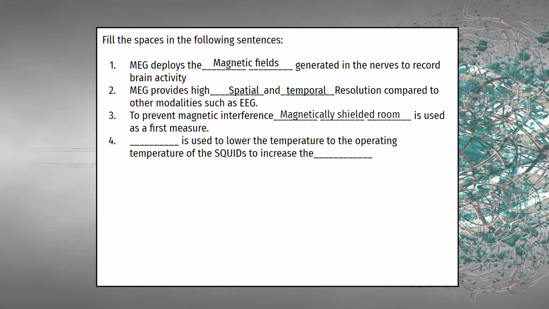Fourth question. Blank is used to lower the operating temperature of the squids to increase the blank. And the answer is cryogen and conductivity. A good example of a cryogen can be liquid helium, and it is commonly used in this type of devices.